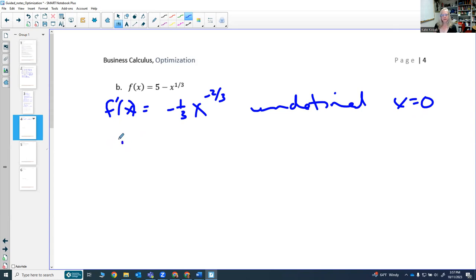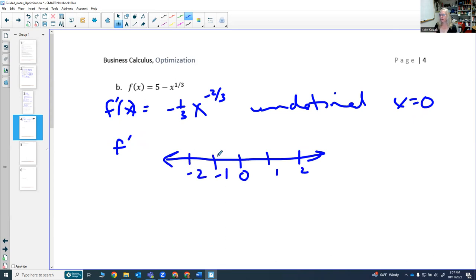Using the first derivative test, setting up your number line, f prime of x, when you're below zero, it's negative. When it's above zero, it's still negative. Since the derivative is negative below zero and negative above zero, f does not have any local extrema since the derivative does not change signs at the critical point.